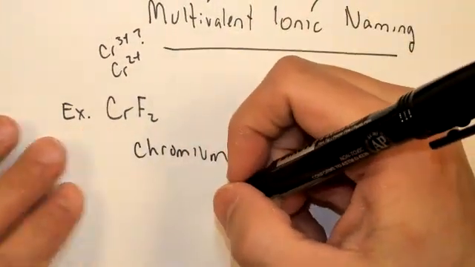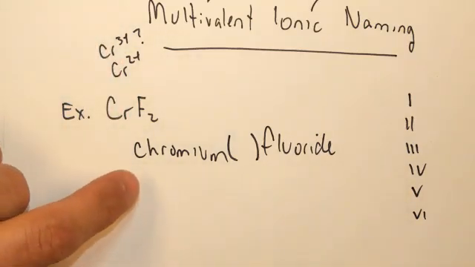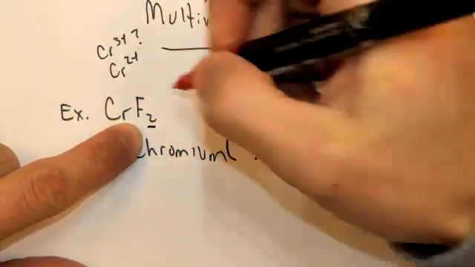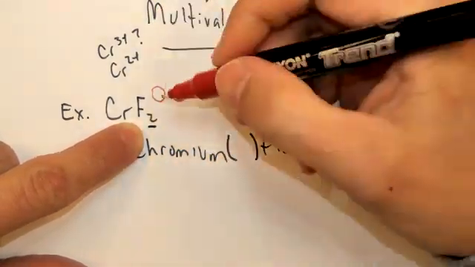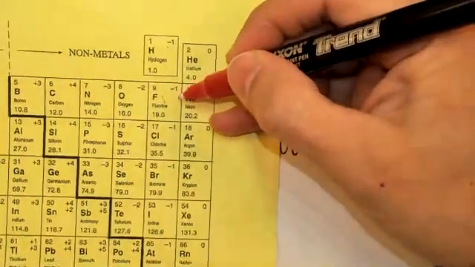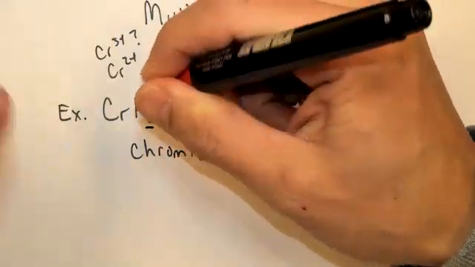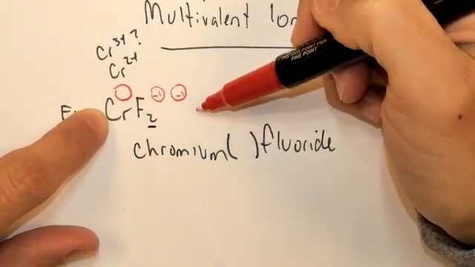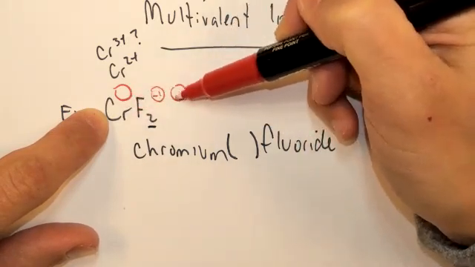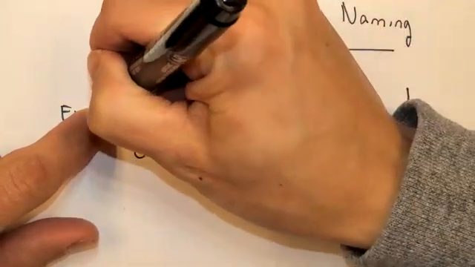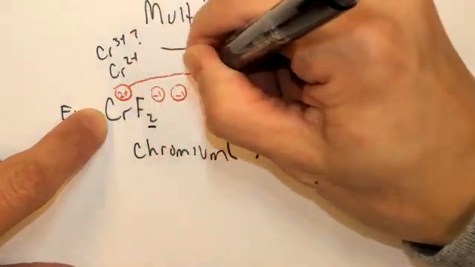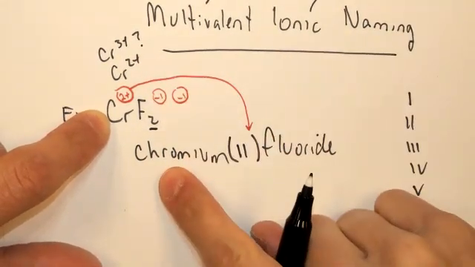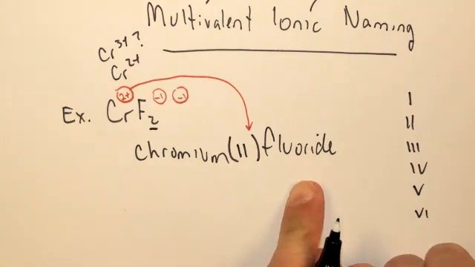So to indicate which chromium ion we're using, we are going to use the number of atoms to help us out. In this case, there are 2 fluorine atoms, and fluorine always comes with a charge of -1. If we look at chromium, there's only 1 atom. These charges have to balance themselves out. In order for the chromium to balance out the -2 on this side, it would have to be the +2 ion. And so that tells us that we are in fact dealing with chromium 2, not chromium 3. And so we name it chromium(II) fluoride.